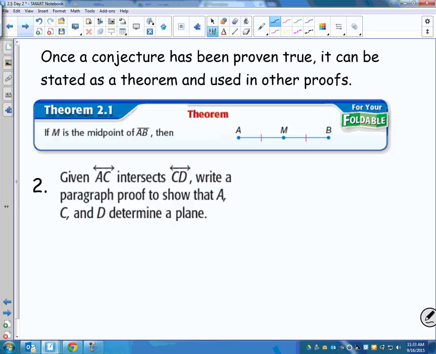Okay, once you prove that a conjecture is true, it's now a theorem. So we have this thing, we just proved it. We can now say that there is a midpoint theorem, which hopefully you kind of already knew is true, that if you know a point is the midpoint of a segment, then AM is congruent to MB, right? We just proved that was true.